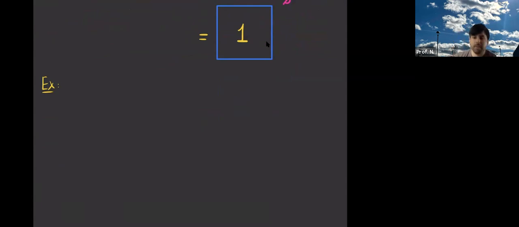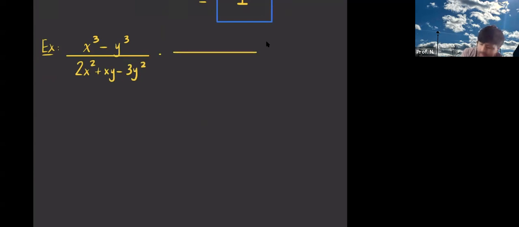Okay, let me give you a heavy one. All right, this will be the last one for today. So what if I have x cubed minus y cubed, and I get 2x squared plus xy minus 3y squared, multiplied by 2x squared plus 5xy plus 3y squared. And this is x squared plus xy plus y squared.